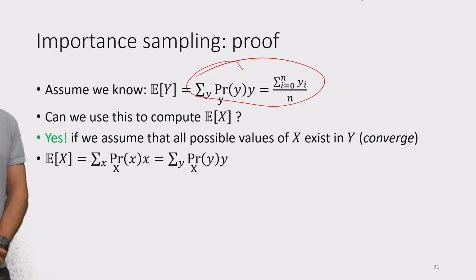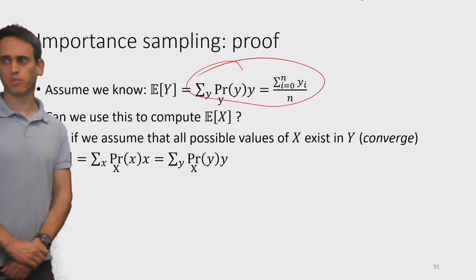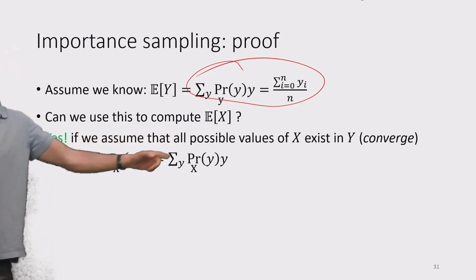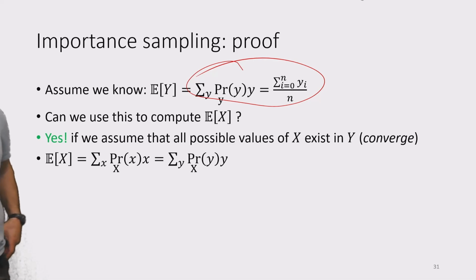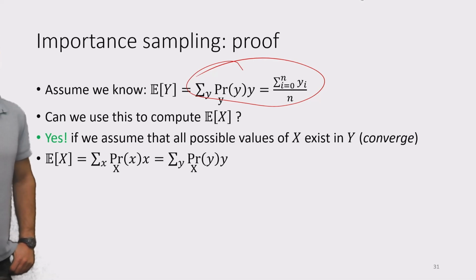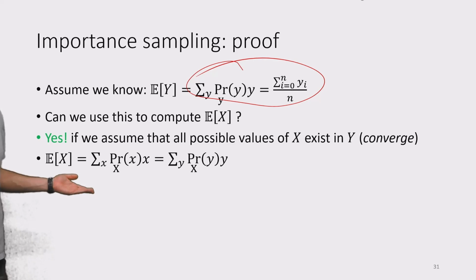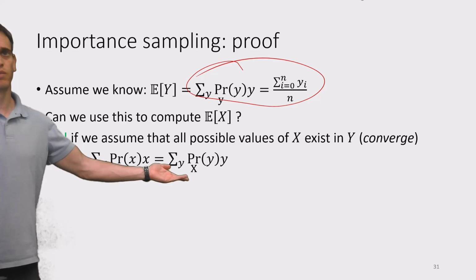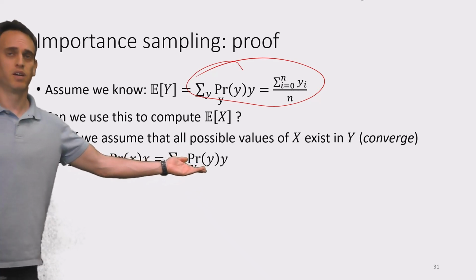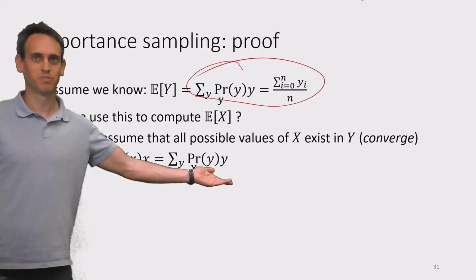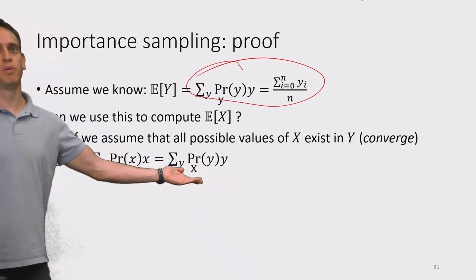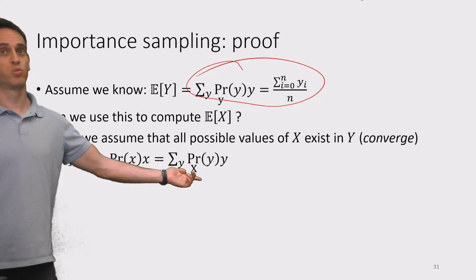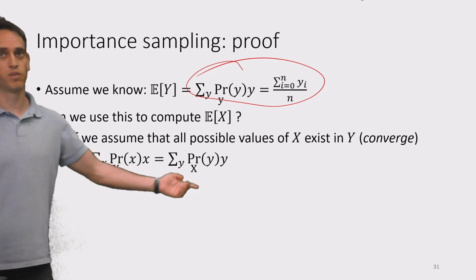Right, so yes, we can do that as long as all possible values of x do exist in y. That is, we have the coverage conditions that we discussed before. Okay, so in that case we can simply write the expected value of random variable x as a summation over all possible outcomes of y, of that outcome multiplied by the probability of seeing that outcome under the distribution of x, the random variable x.